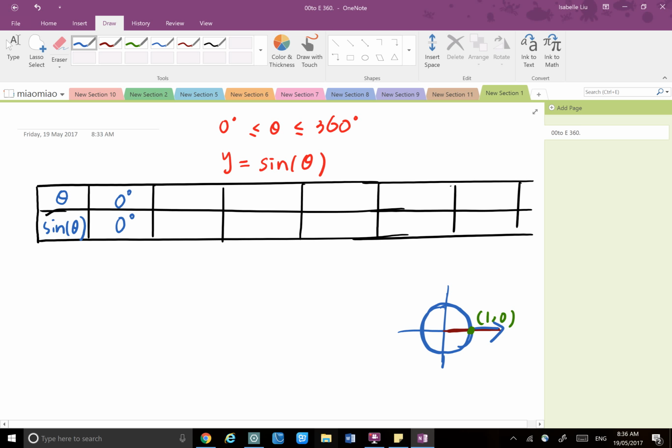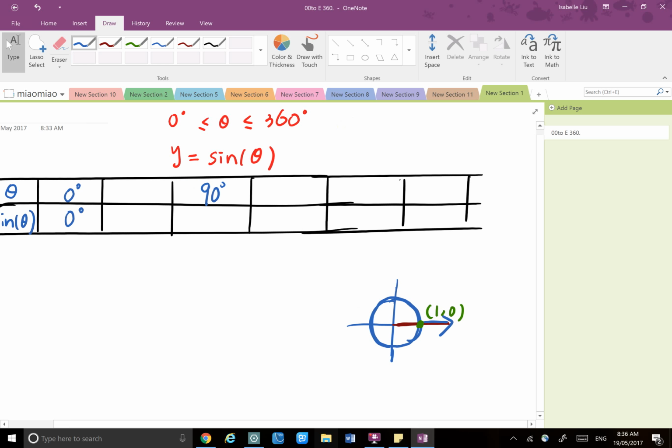Or sine 90 degrees. 90 will be here. The coordinates will be (0, 1). So sine 90 will be 1. Then sine 180, what's that? 0? Yep, 0. That point is (-1, 0). Sine 180 will be 0.